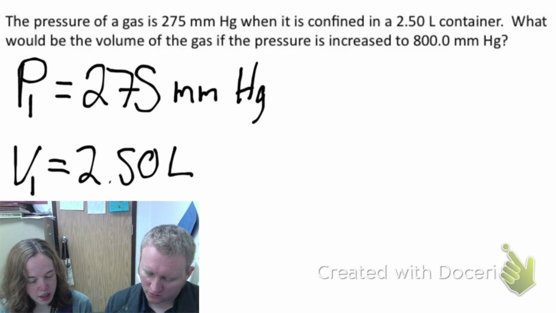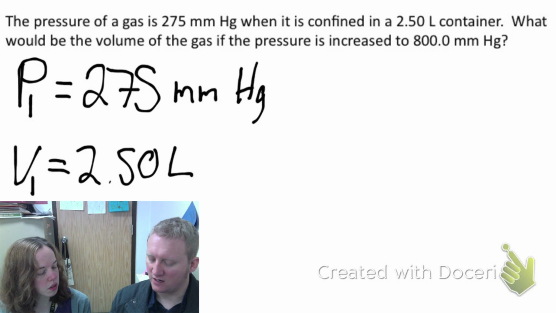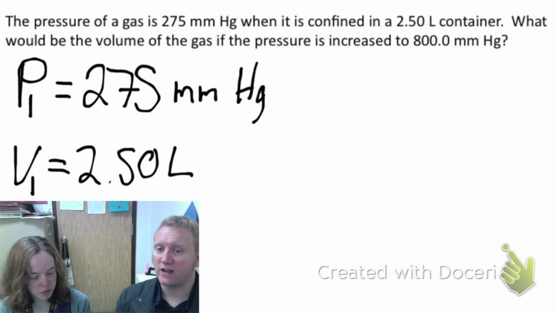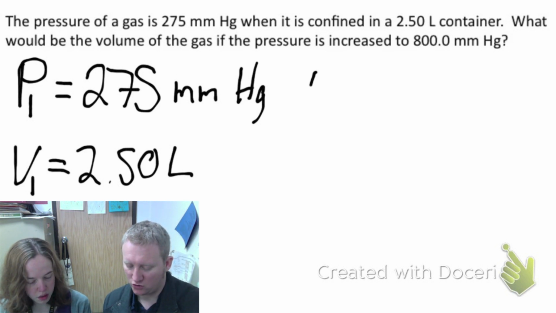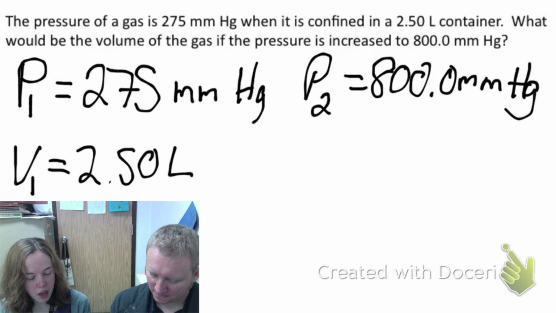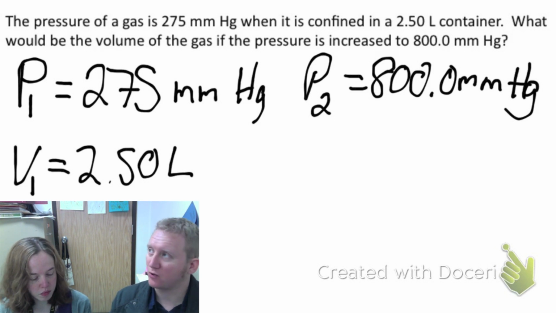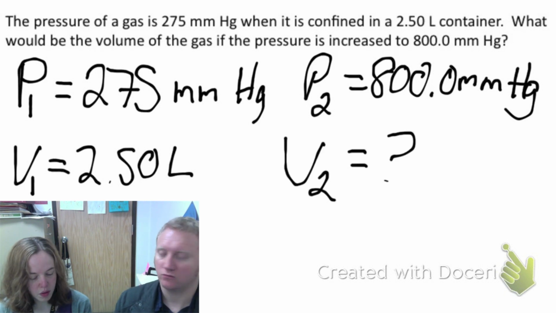Okay. Now, what's the next thing it tells us? What would be the volume of the gas if the pressure is increased to 800 millimeters of mercury? So what's the last other thing it tells us? So the other thing, it tells us that the pressure changed. It went up. So that would be the 2? Yeah, that would be our P2. P2 equals 800 millimeters of mercury. All right. And so then what's the other thing it's asking about? It's asking for the volume. If we change the pressure, so then that's going to be the V2, which is what we're going to be looking for.